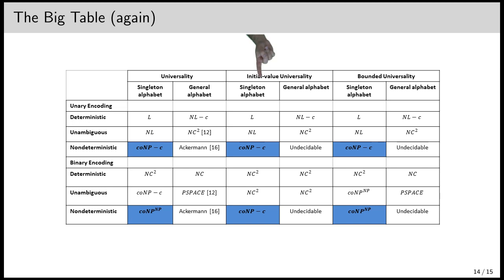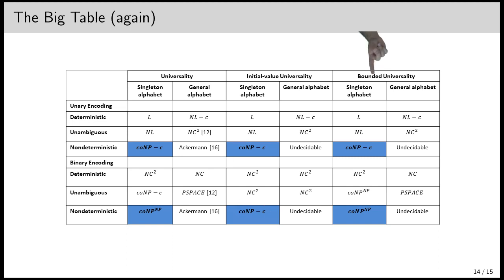Now, for initial value universality, it is not hard to adapt the same method of cycle shifting. In fact, it makes things somewhat easier, since we can kind of ignore the short words as they don't give us much trouble with large enough counter values. So we actually get membership in coNP for initial value universality for both unary and binary encodings.